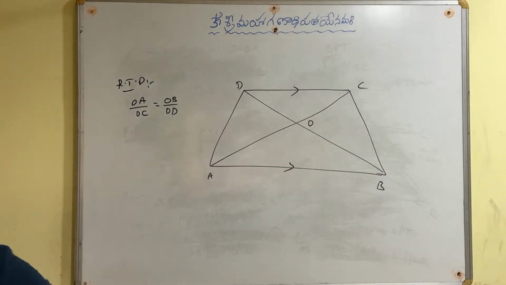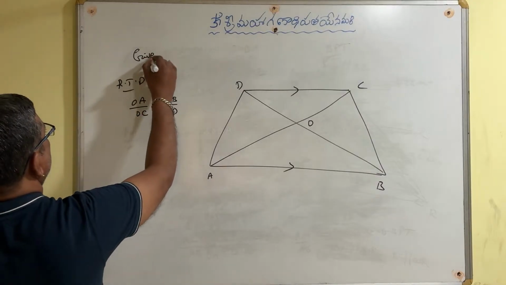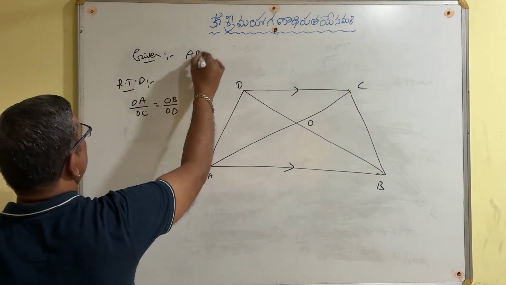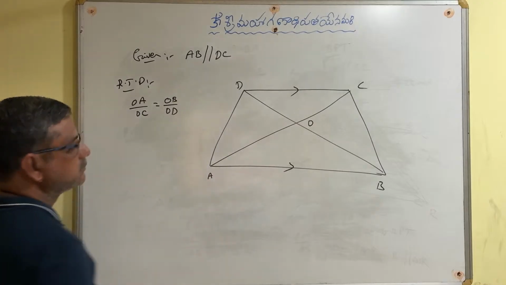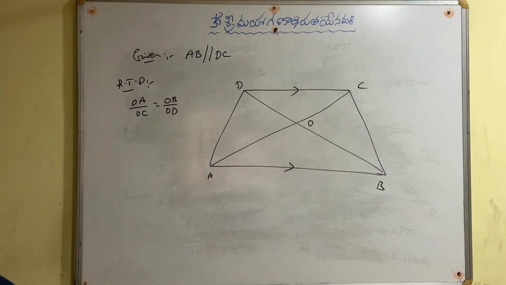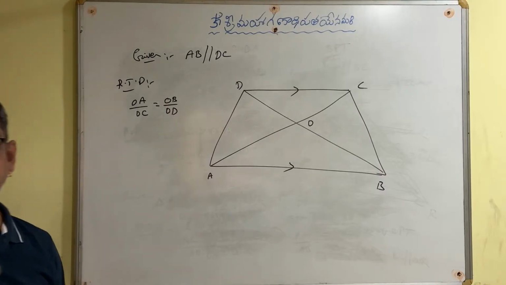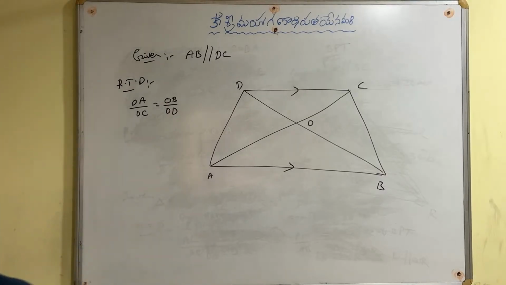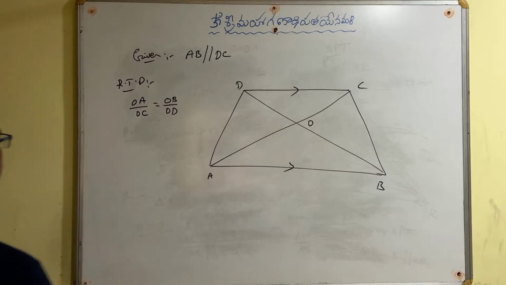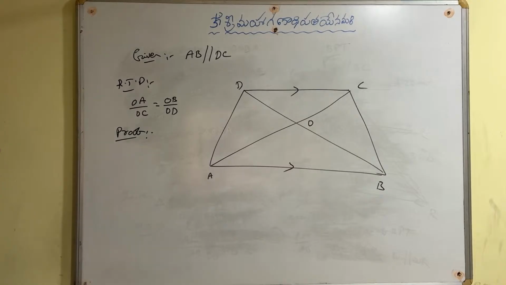ABCD is a trapezium in which AB is parallel to DC. Given AB parallel to DC. And what we have to prove? OA by OC is equal to OB by OD. Okay. Now, how to prove this problem? How to prove?